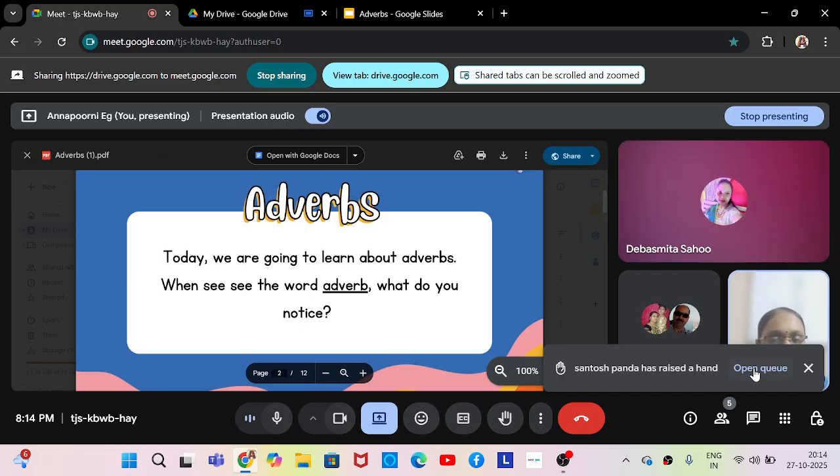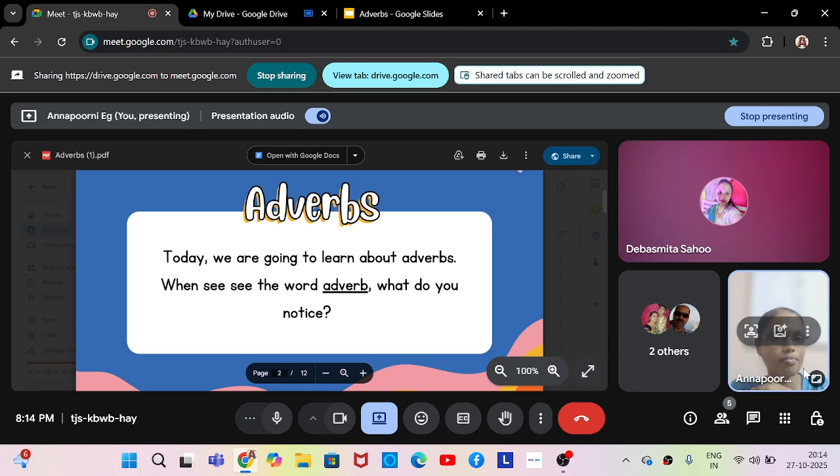Yes, Devasmita? Modifier. Sorry? Modifier. Adverb is a modifier, okay, but the question that I asked is, adverb is in this word adverb.